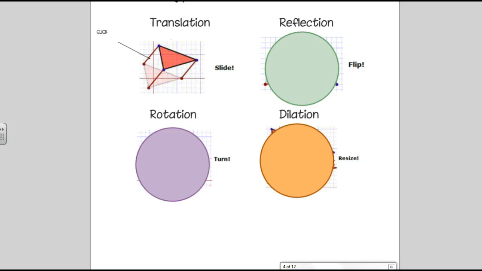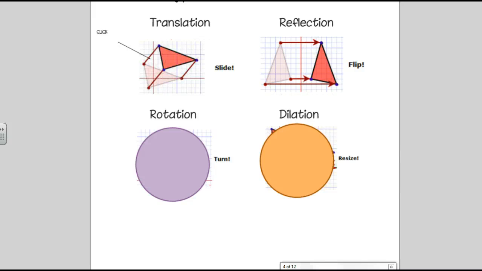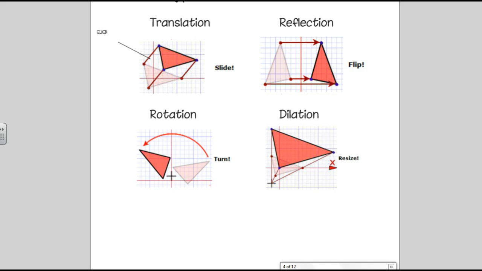Reflection. The other word for that is flip. Reflection, flip. Translation, slide. Rotation, it says right here, turn. And dilation, the other word is resize. Please write the other words right here so that it can give you an idea of what's going on with each transformation. Slide, flip, turn, resize.